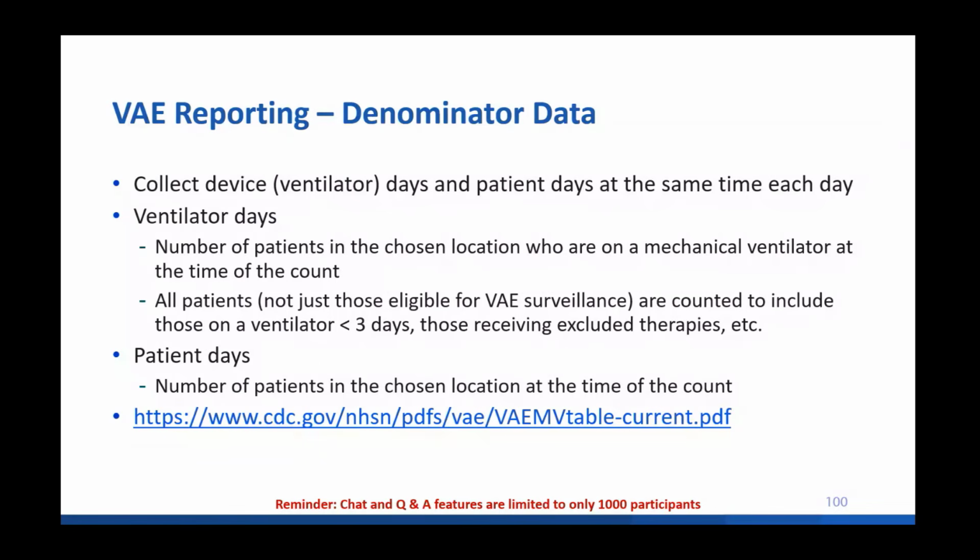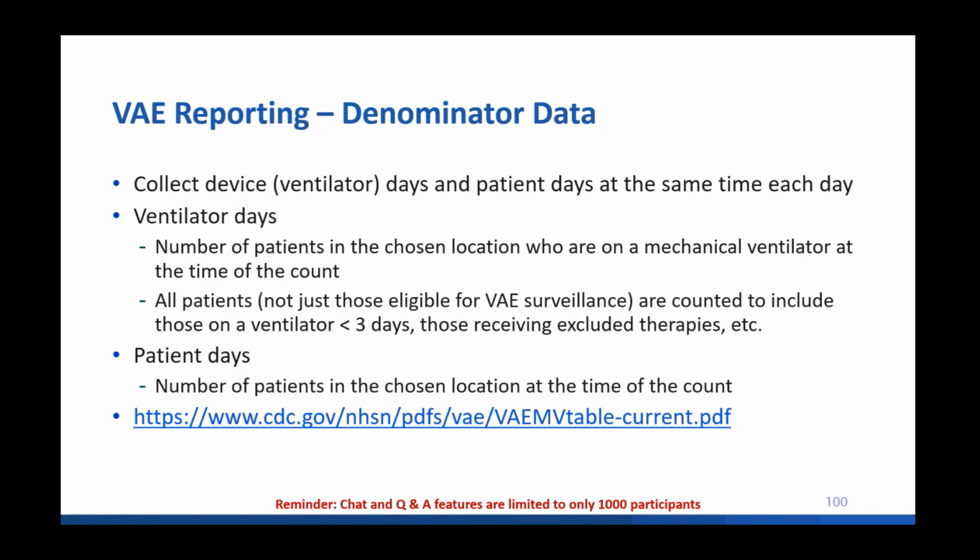The denominator data required for VAE reporting are ventilator days and patient days. These should be collected at the same time each day. Vent days are comprised of the number of patients in the chosen location who are on a mechanical ventilator at the time of the count. All patients, not just those eligible for VAE surveillance, are counted. So this includes patients on a ventilator for less than 3 days and those that are receiving excluded therapies. Patient days are the number of patients in the chosen location at the time of the count.